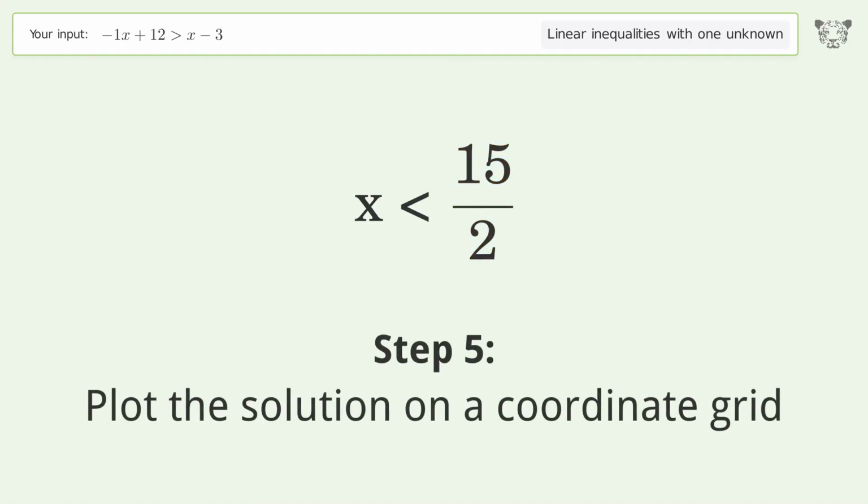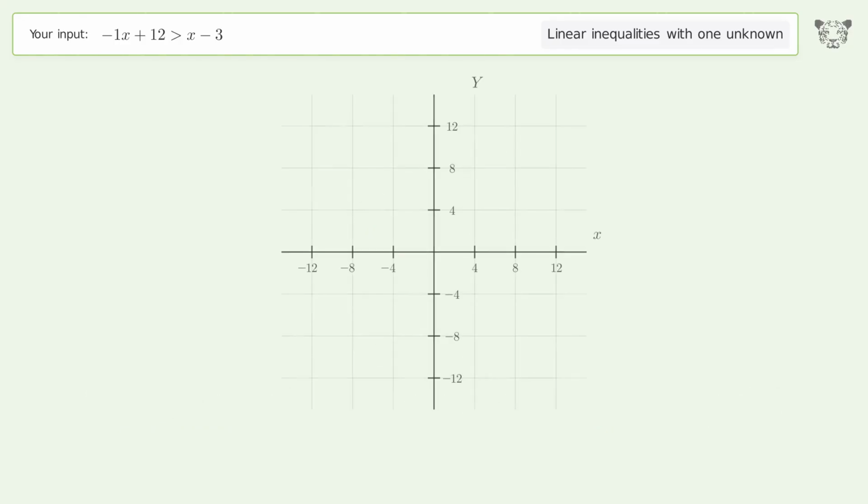Plot the solution on a coordinate grid. And so the final result is x smaller than 15/2 smaller than 71/2.